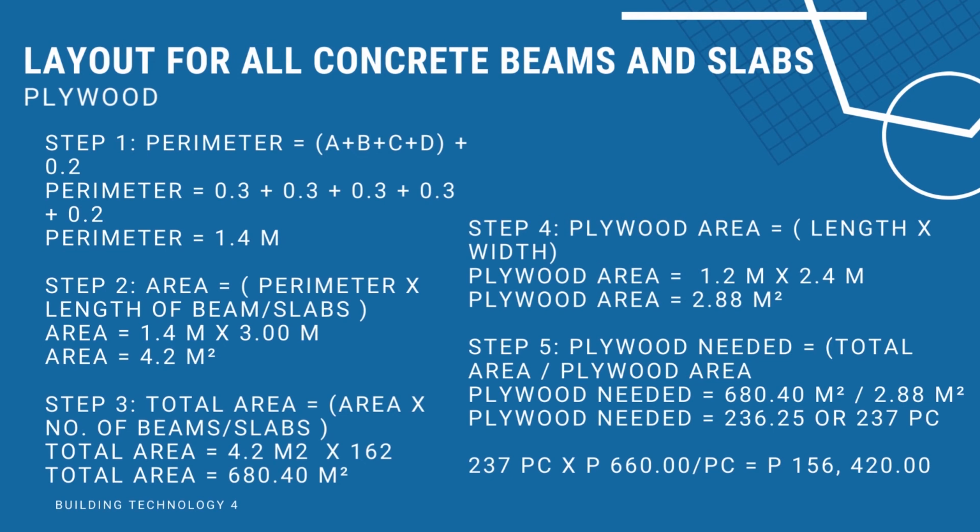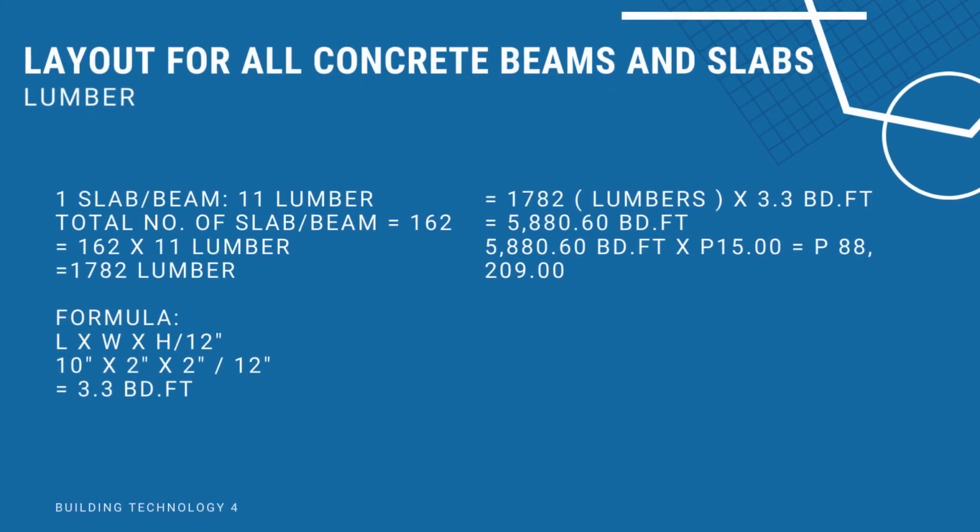And step 5 is to get the plywood needed. So the total area is divided by the plywood area. So the plywood needed is equal to 680.40 square meters divided by the 2.88 square meters plywood area. So the plywood needed is equal to 236.25 or 237 pieces. So to get the total cost of the plywood, we multiply 237 pieces times 660 pesos per piece, and that comes to 156,420 pesos.